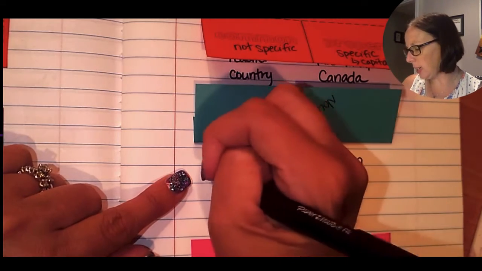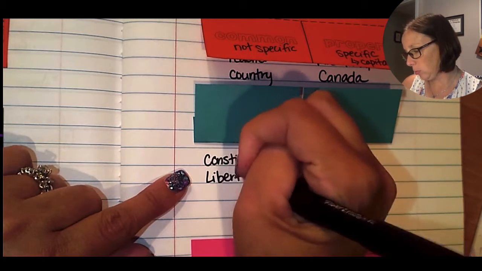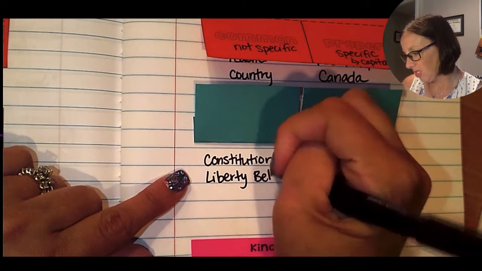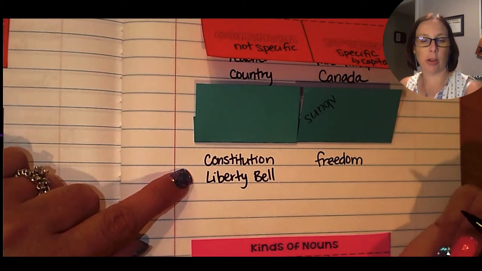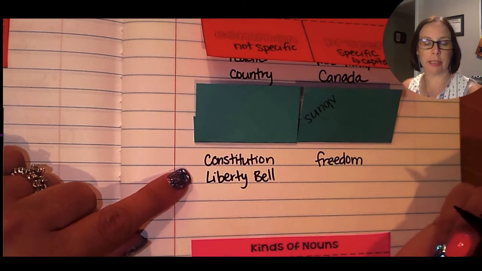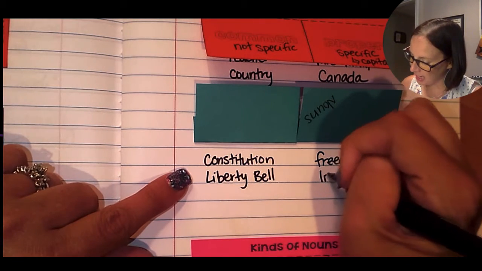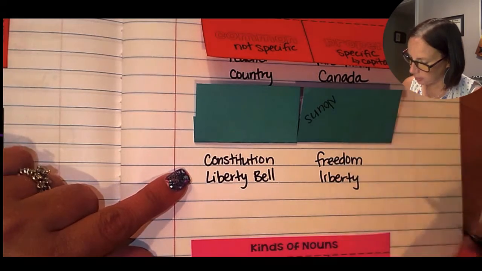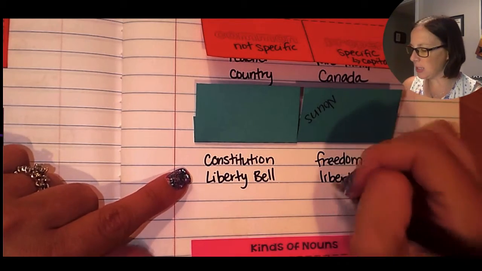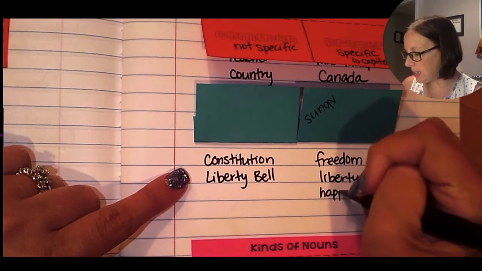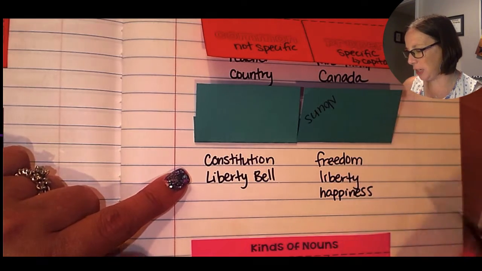We have the Liberty Bell. Okay? You can go and see the Liberty Bell. You can attempt to touch it. I think once again, you probably can't get close enough. But this represents the idea of liberty. Okay? Some other things is like happiness. Happiness is a thing. You just can't touch it.